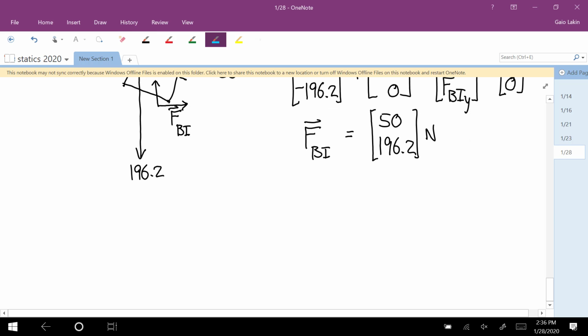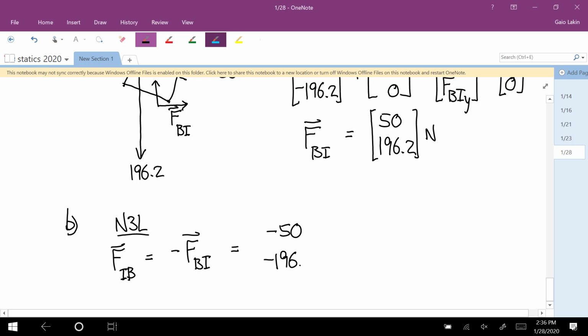Okay, and then part B is just Newton's third law. We know that the force on the incline by the block is negative the force on the block by the incline. And so that's just negative 50, negative 196.2. Okay.